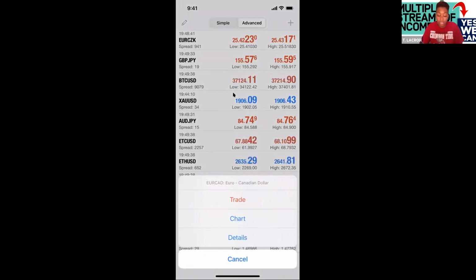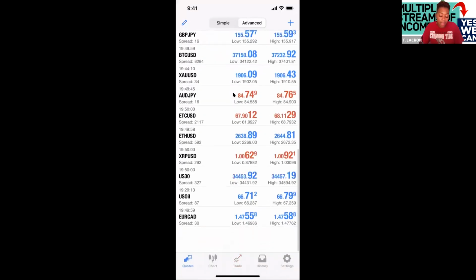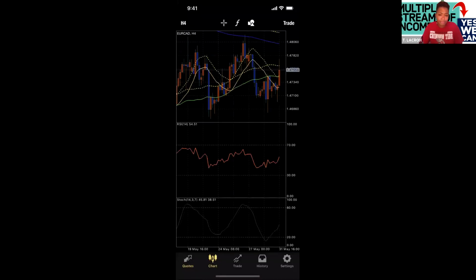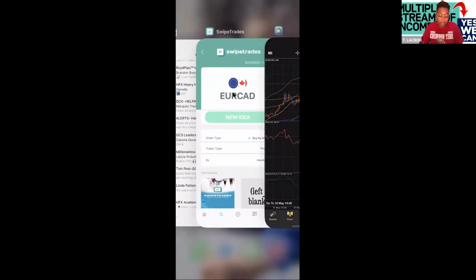When I do, y'all see this pops up. I can go to trade, I can go to chart, I can go to details. If I go to trade, it's going to take me to the trade screen to execute. The problem is I don't know what time frame I was in last time. Sorry, y'all, I always go to chart first. It tells me I was in H4, so I need to change that to M5 because that's what he said the trade was.